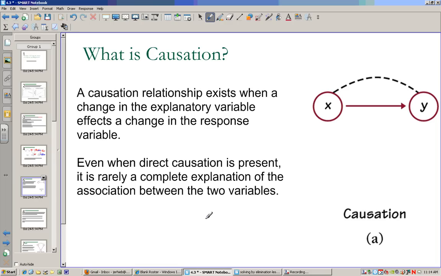All right, so this goes into a little bit more detail. A causation relationship exists when the change in the explanatory variable affects the change in the response variable. Remember, explanatory is x, response is y. Even when a direct causation is present, it is rarely a complete explanation of the association between the two variables.